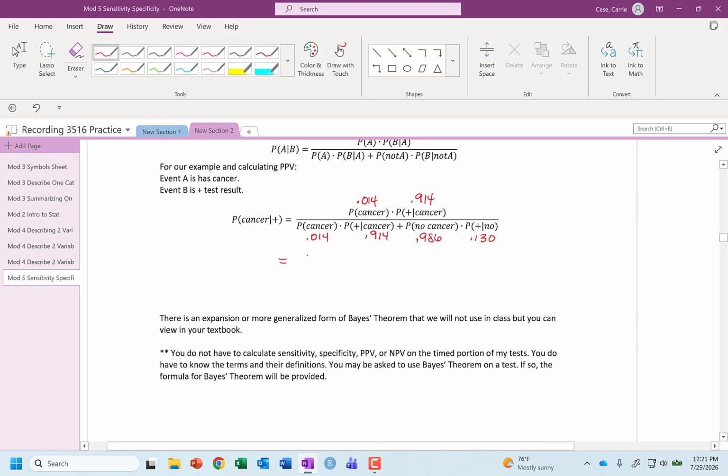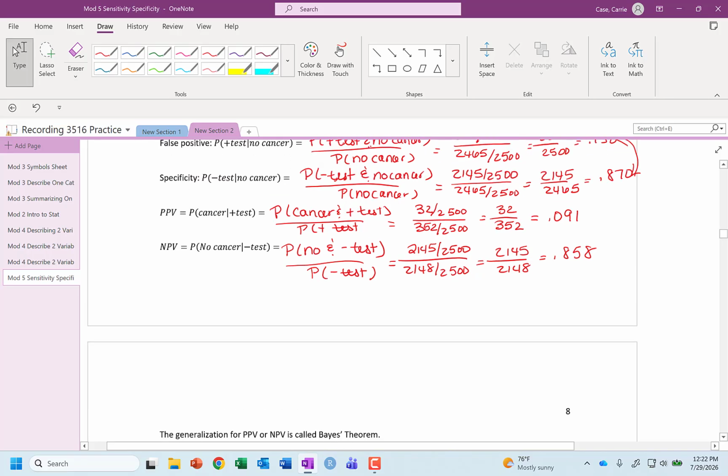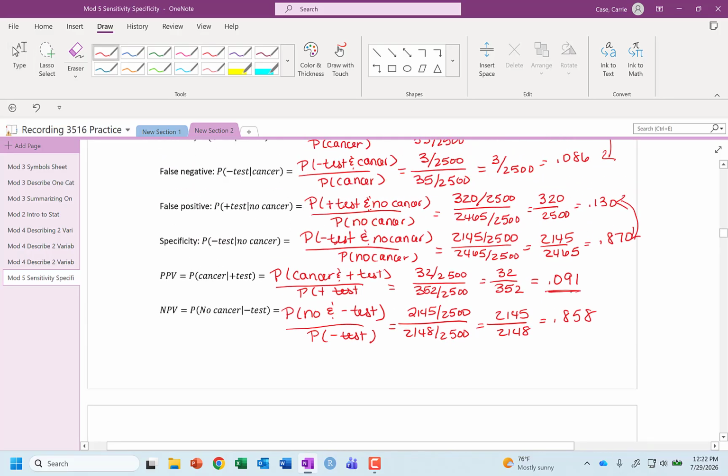So I'm going to do this one here. It's 0.014 times 0.914 in the numerator, divided by all of 0.014 times 0.914 plus 0.986 times 0.130. Remember, if you're putting this into your calculator, the numerator either has to go in parentheses or you have to do the numerator and hit equals. And then the denominator will have to be in parentheses because there's a plus down there. Put all that in your calculator and you get 0.091, which is what we got up here when we had the raw numbers.